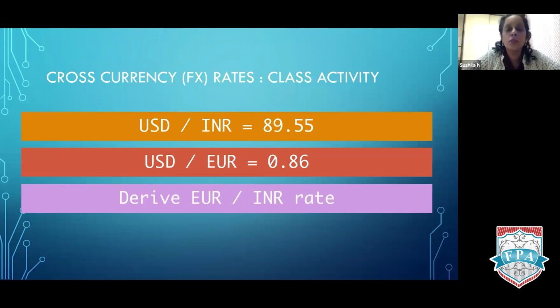So I have chosen one currency pair which is localized to us and one currency pair which is the largest traded currency pair in the world. And I'm going to ask you, how can we derive the EUR/INR rate? How much time do you think you need to calculate this? How do we derive this cross-currency rate?